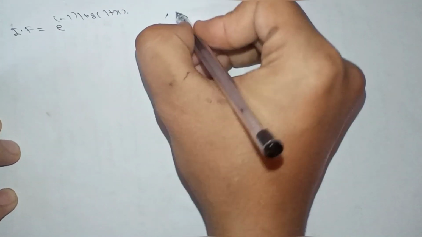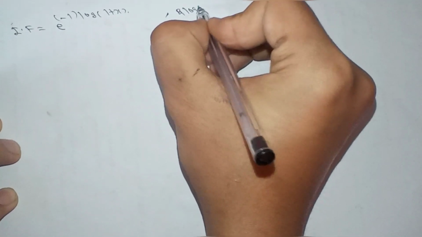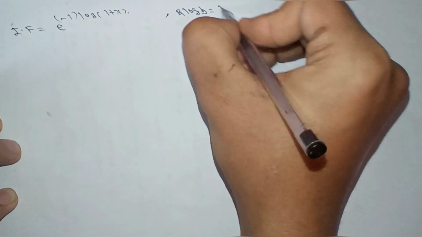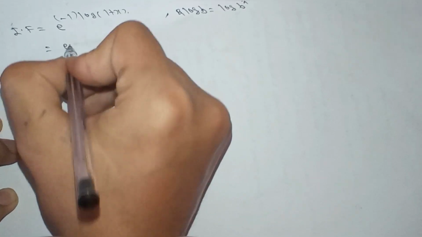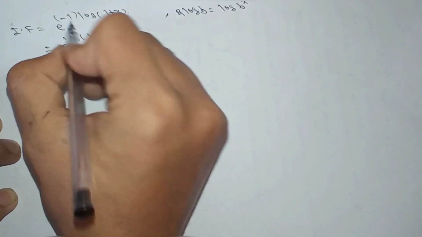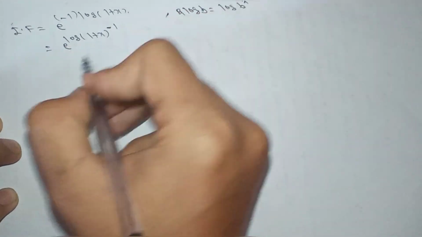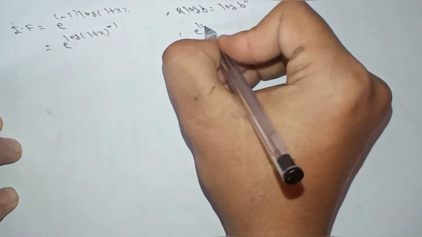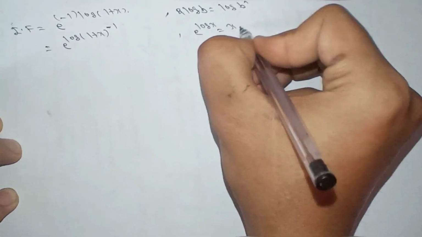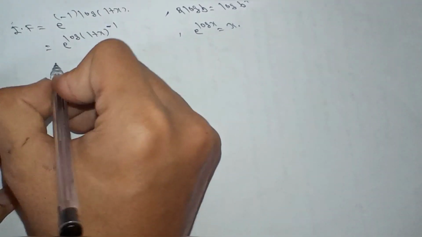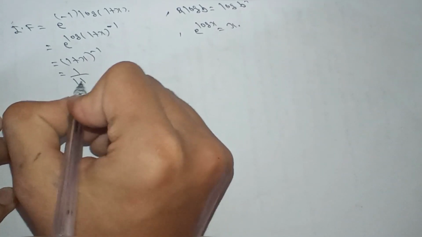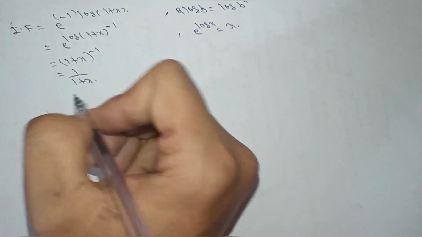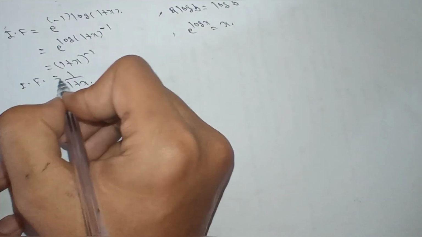Now as we know, a log b is equal to log b power of a. So by this we can write this as e power of log of 1 plus x, and here in the power term we write minus 1. And as you know, in the exponential term, if we have e power of log x, then we can write this as x. So by applying this we can write this as 1 plus x power of minus 1, that is, 1 by 1 plus x. Now we have obtained this IF term.